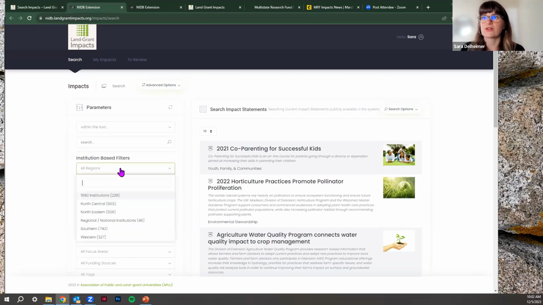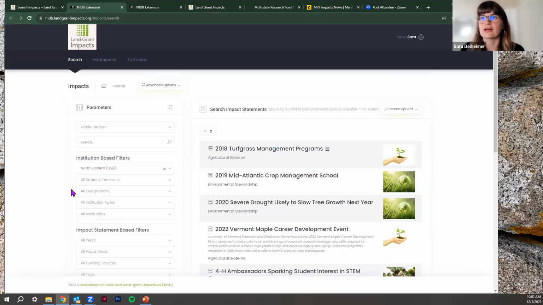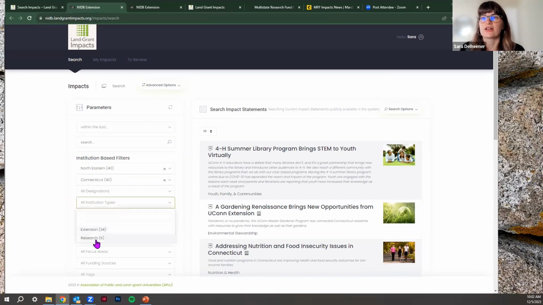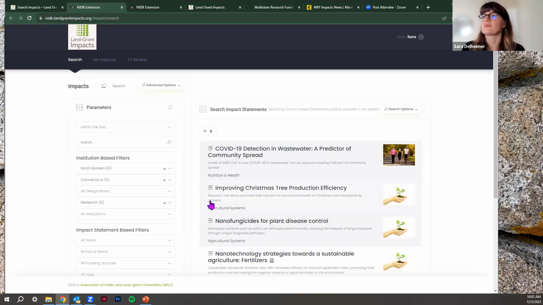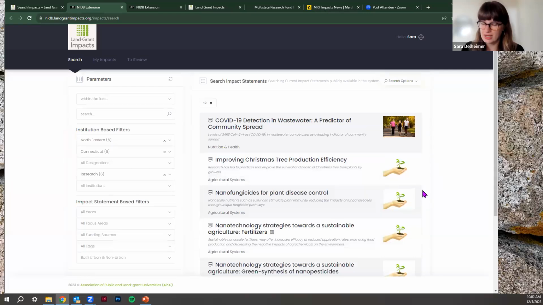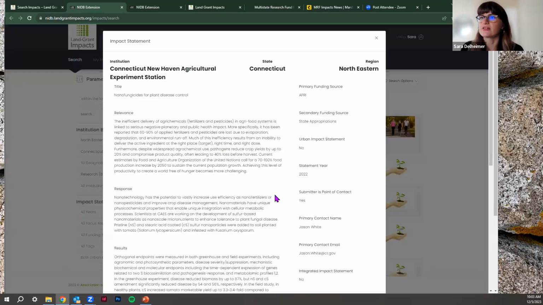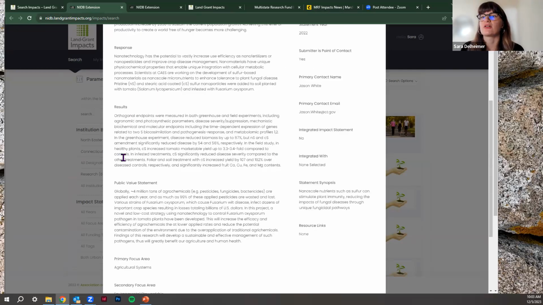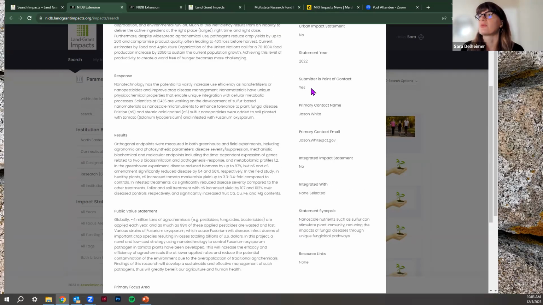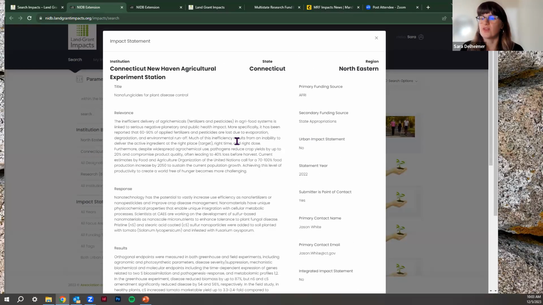So let's say we want to look at Northeastern region impacts, maybe Connecticut, and let's look at research because that's what I'm more familiar with. So you can see it was kind of updating on the right over here. And we have a nice list of impact statements, which is kind of a nice list of what's going on at the Connecticut Ag Experiment Station. If you click on one of these, you can see they've filled it out. You know, a couple of sentences kind of per section. All the sections are filled out. They didn't provide any resource links, but we have a person to follow up with. We see the funding, all that good stuff.